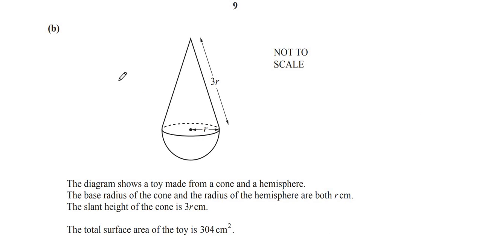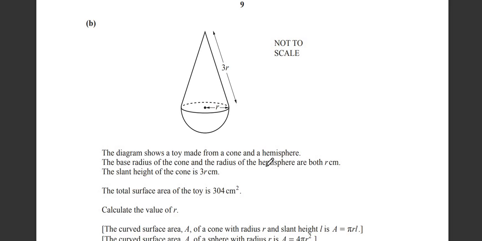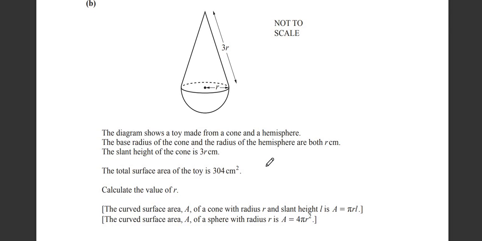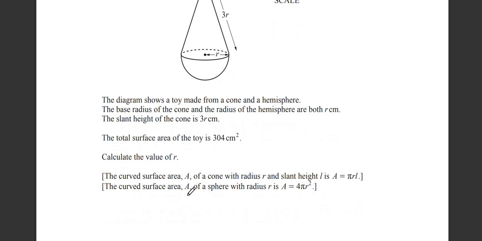Now we have part B. Part B says, let me zoom out. The diagram shows a toy made from a cone and a hemisphere. The base radius of the cone and the radius of the hemisphere are both r, okay. The slant height of the cone is 3r, okay. The total surface area of the toy is 304. Calculate the value of r.